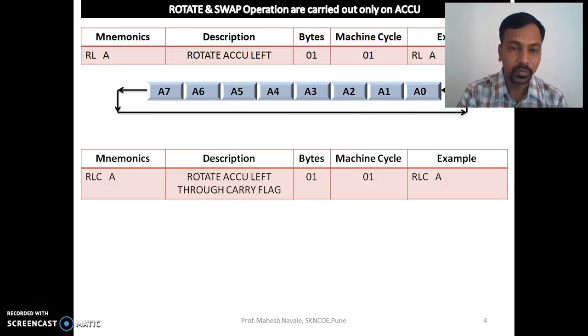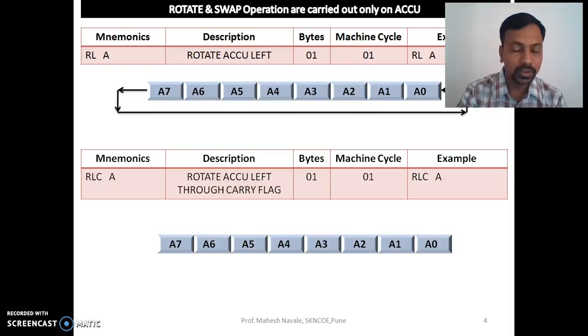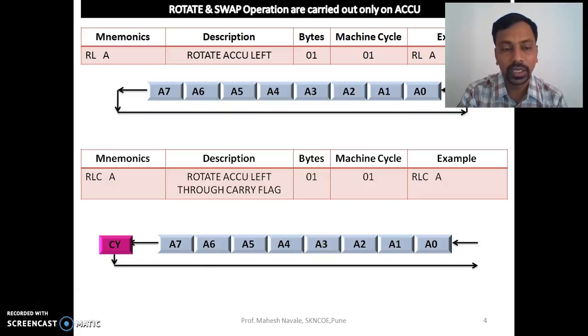When I deal with rotate accumulator left through carry, the contents of A0 will be transferred to A1, and this continues up to A7. The contents of A7 are then shifted into the carry flag, and the contents of the carry flag will be copied to the A0 location. So while rotating left, the carry flag is also involved.